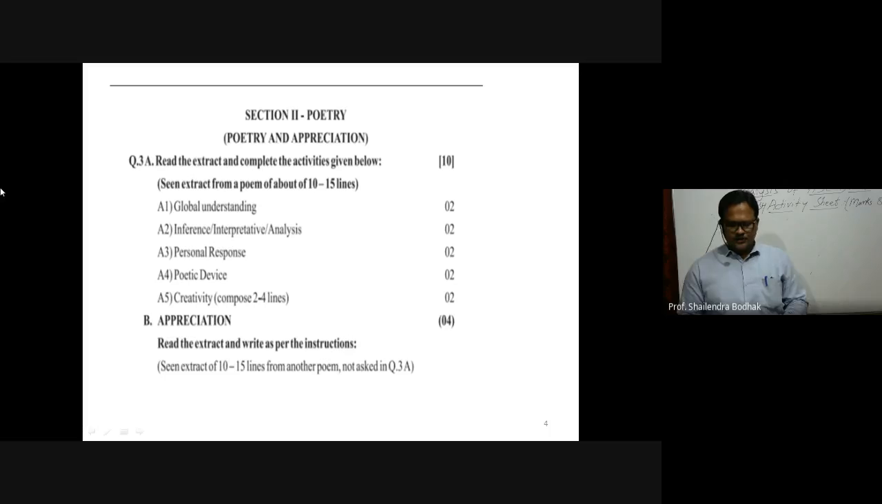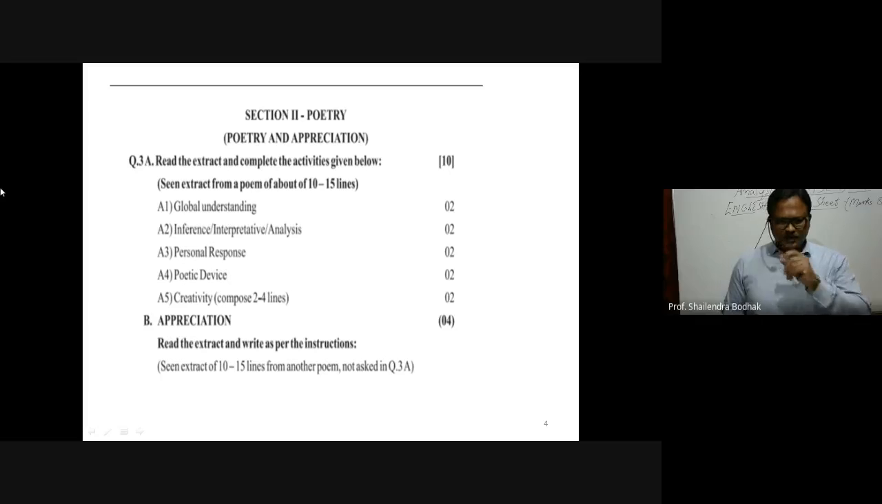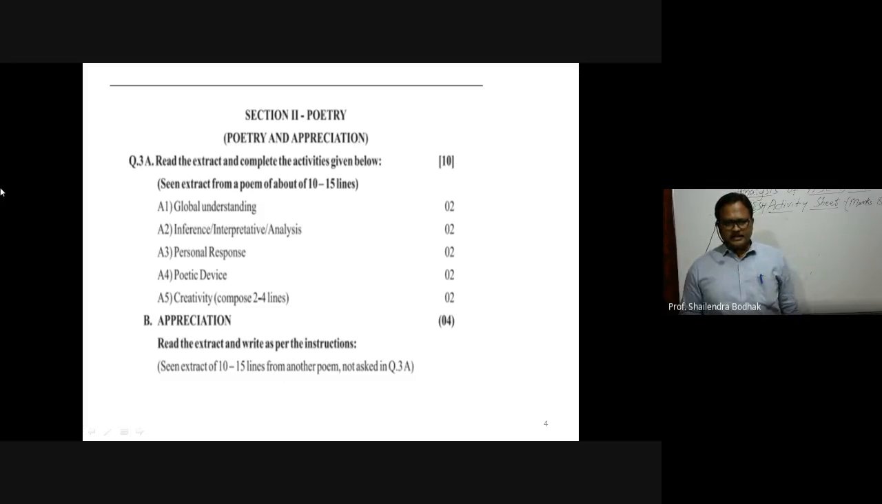They may ask you to change the words or rewrite the following stanza, replacing the underlined words, or add 2 to 3 lines and make a different ending. So you have to practice these activities, okay?